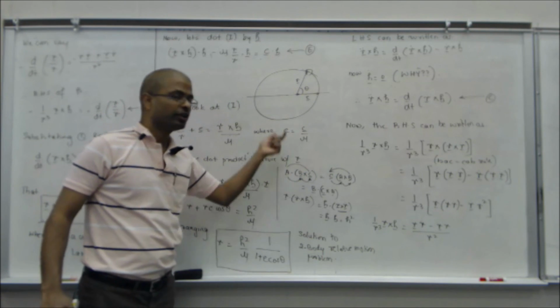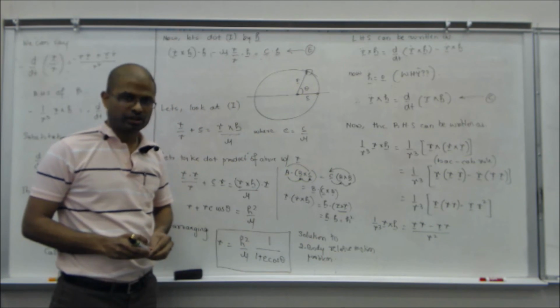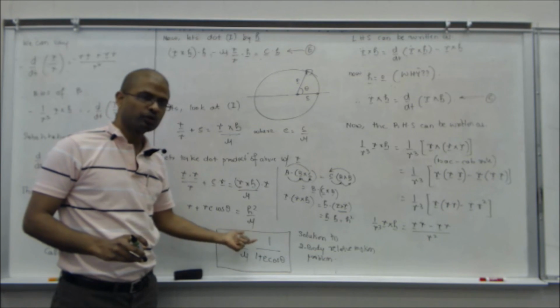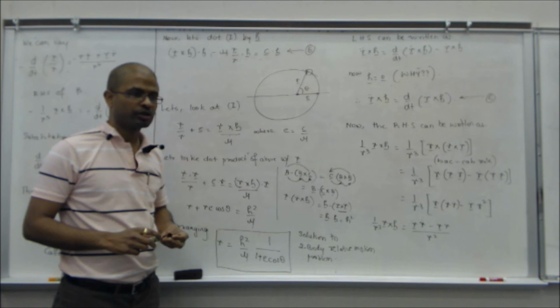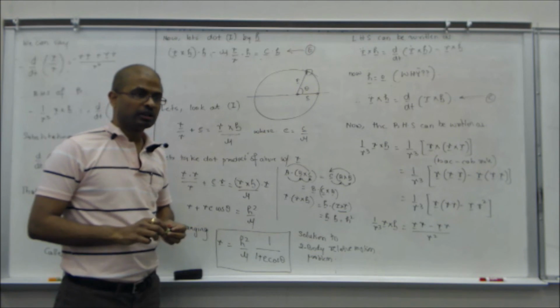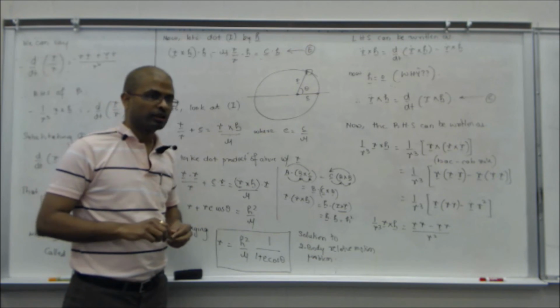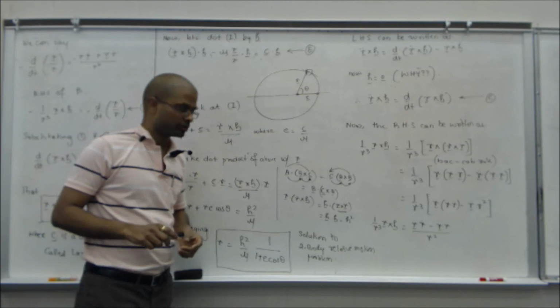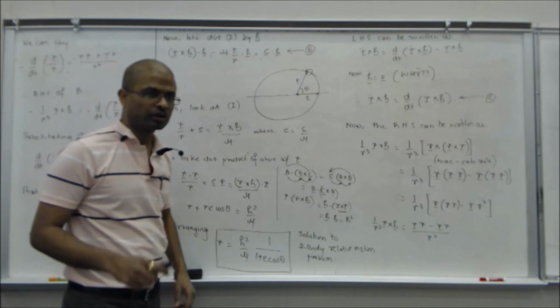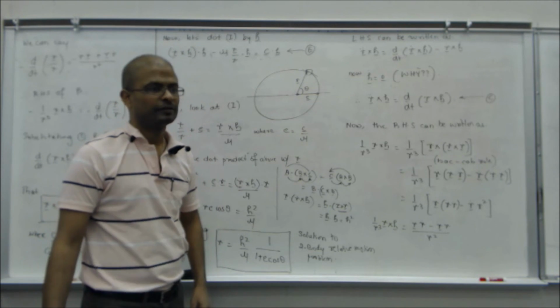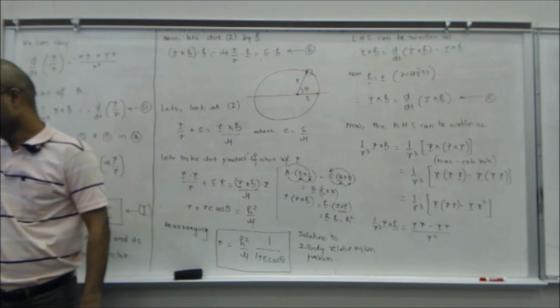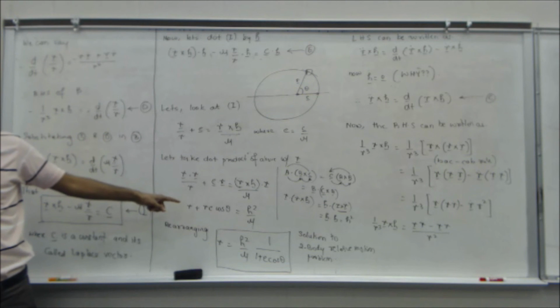Where theta is called the true anomaly. We'll discuss this in the next class. This is the solution to the two-body problem. This is the second most important thing. The first most important thing is the relative motion governing equation, which is r double dot plus mu over r cube r equal to 0, right? So we'll start here in next class.